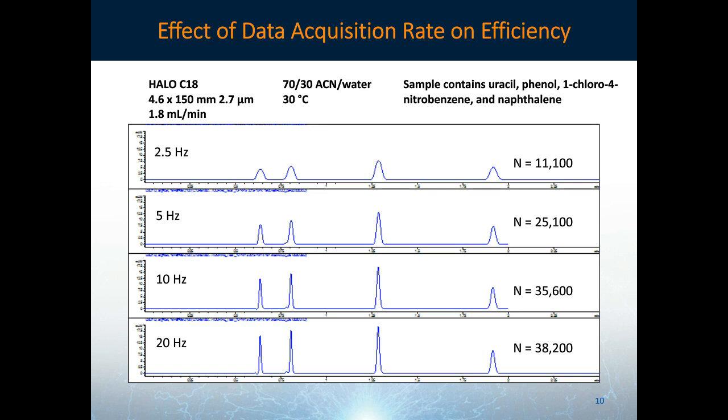So this is really key for superficially porous particle columns because the volumes that you see are very small and narrow, and you want to be able to accurately measure those peak shapes. So this is why the data acquisition rate is so important.